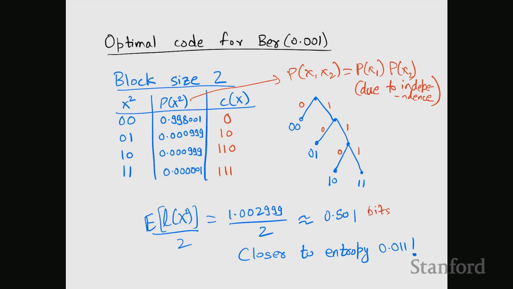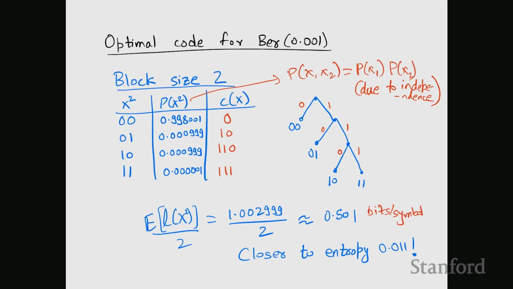So I did this calculation again. And now you see it's actually closer to the entropy, right? It's 0.5 instead of 1 we had before. Still very far away, right? 0.5 is still roughly 50 times worse than the entropy. Long ways to go. And really, you can keep increasing the block size, but it gets unwieldy very soon. The real solution is to use streaming codes, which we'll learn about next week.